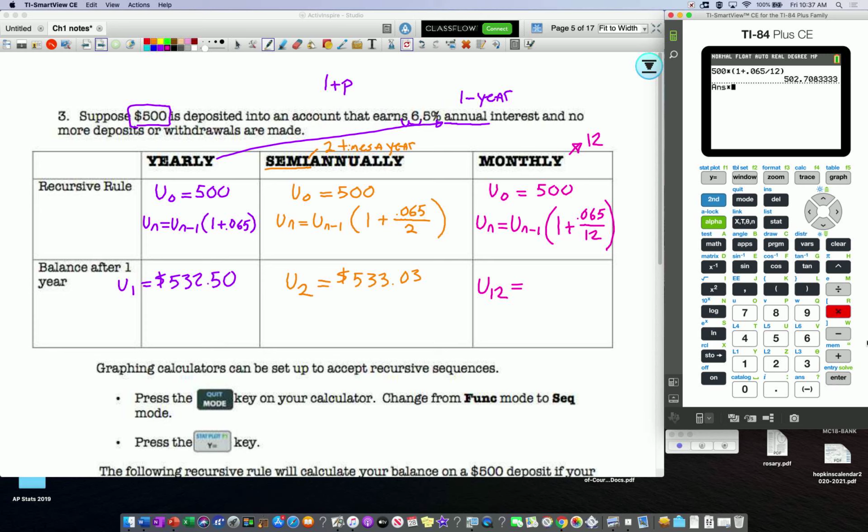So now I have to times it by that same value, 1 plus 0.065 divided by 12, close my parenthesis, hit enter. So there's my balance after 2 months. Man, I gotta type this again and again. Well, here's the thing. Once you have the answer times it, if you keep on hitting enter, it will take the answer and do that multiplication again. So here's after 3 months, 4, 5, 6, 7, 8, 9, 10, 11, 12.